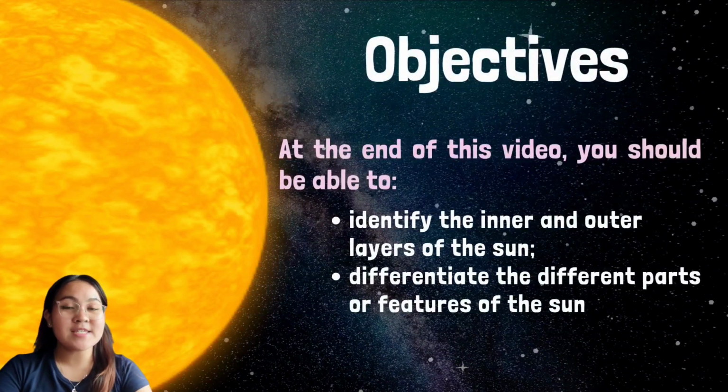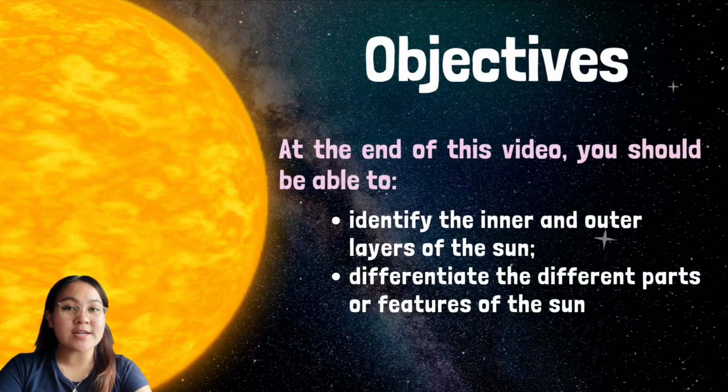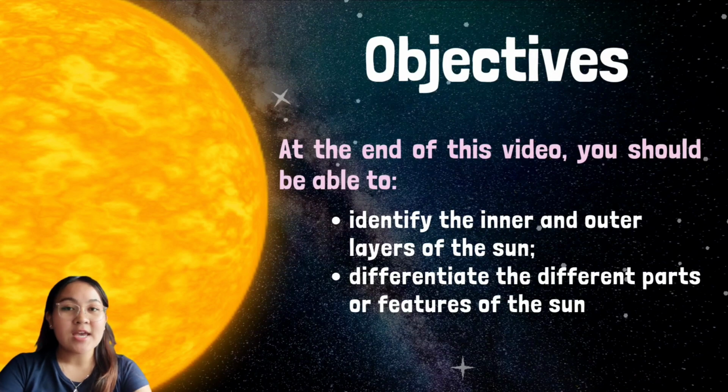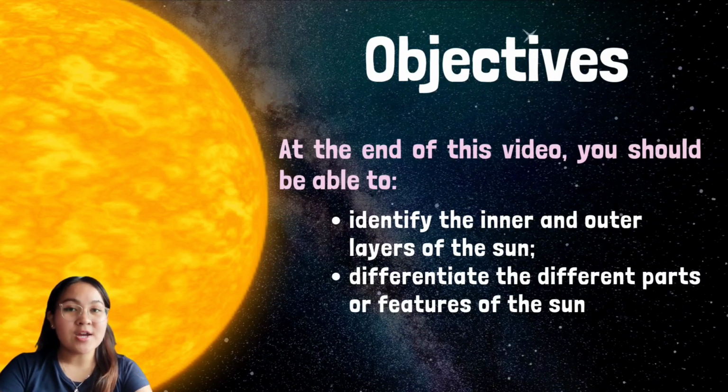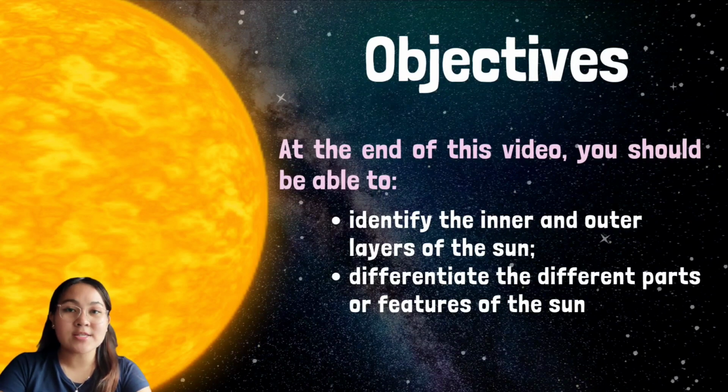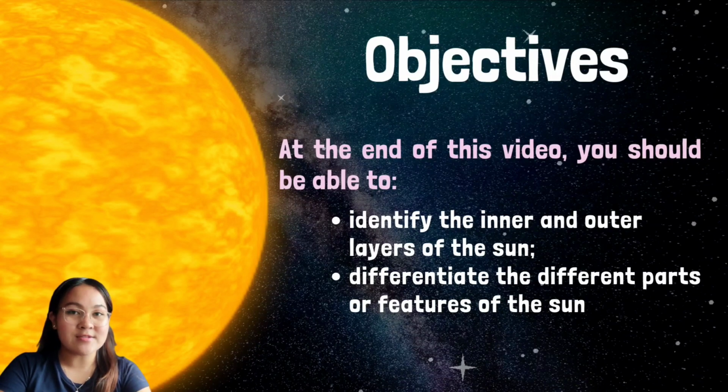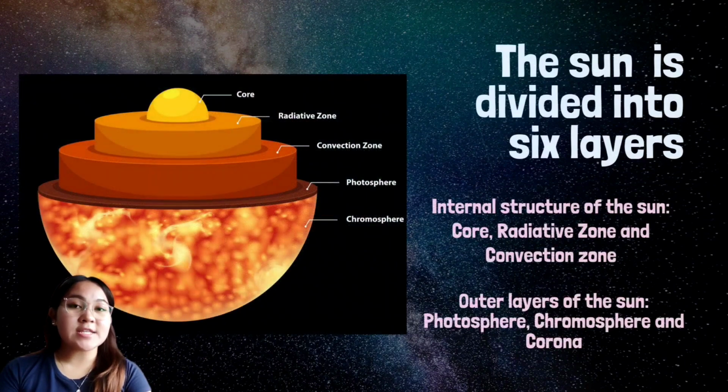By the end of this video, you should be able to identify the inner layers and the outer layers of the Sun. Furthermore, you should be able to differentiate the different parts or features of the Sun. The Sun is divided into 6 layers. We will tackle them one by one in the next slide.